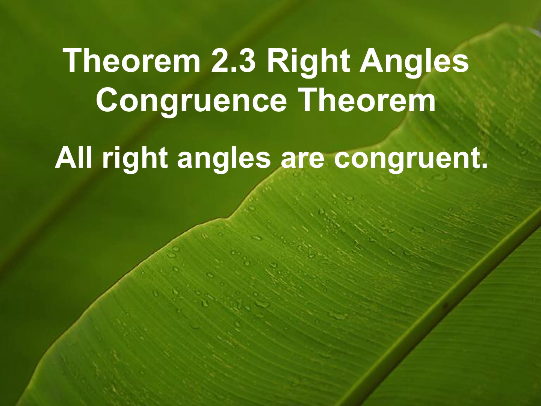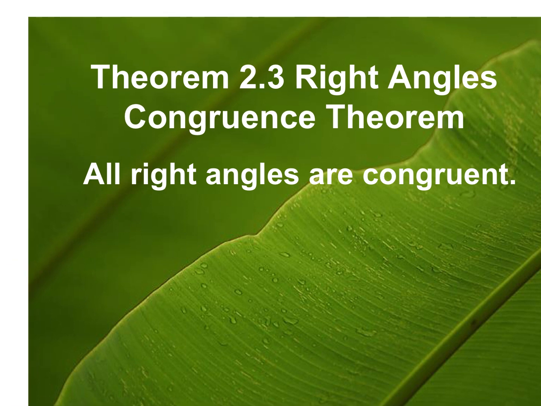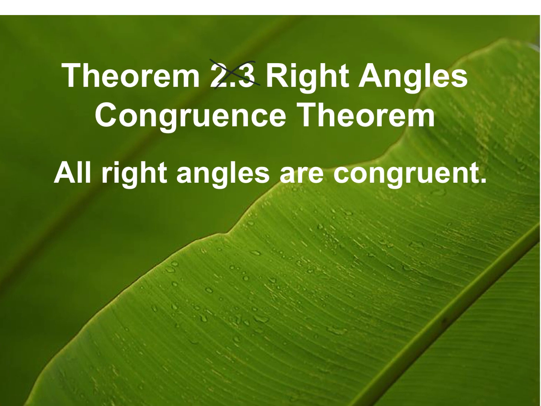Here is our third theorem of chapter 2, and it's called the right angles congruence theorem. Now again, don't memorize the number, memorize the name or what it states. And the name is almost as long as what it says. So here, the right angles congruence theorem states that all right angles are congruent.